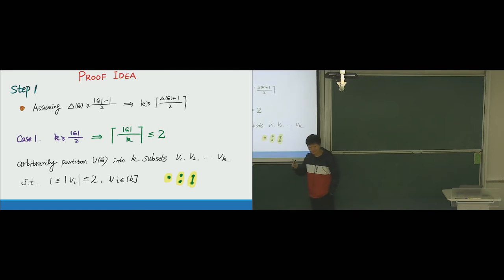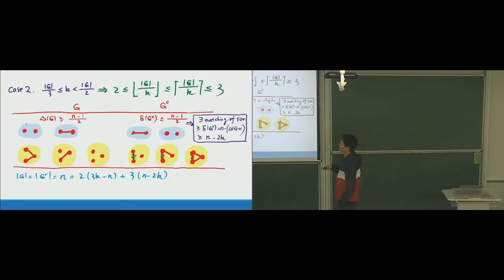So in this case, in any graph, any two vertices induce a forest. So this is easy. Okay. So we can partition this graph as you like. So this is an easy case. My second case is that k is between a third of the order and half of the order. In this case, we know the upper bound is 3 and the lower bound is 2. That means if we have such a coloring, each color set takes 2 or 3 vertices. In this case, how can we deal with it?